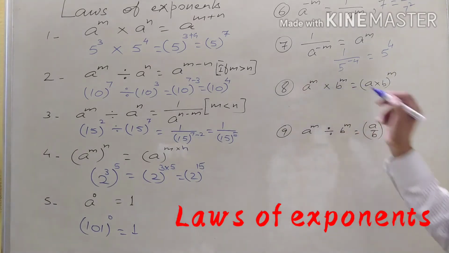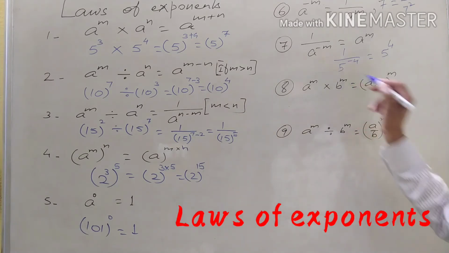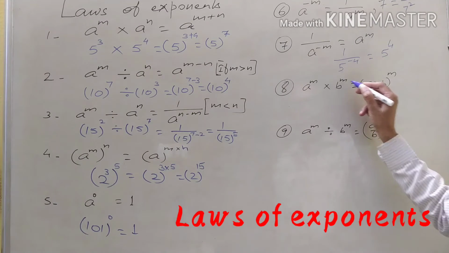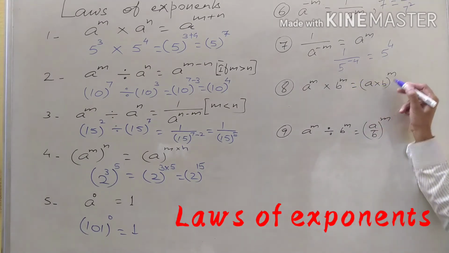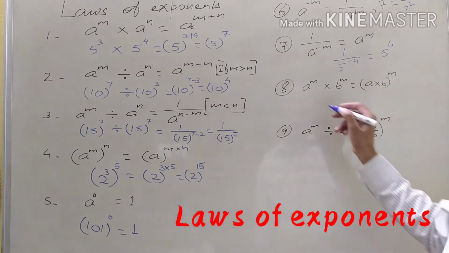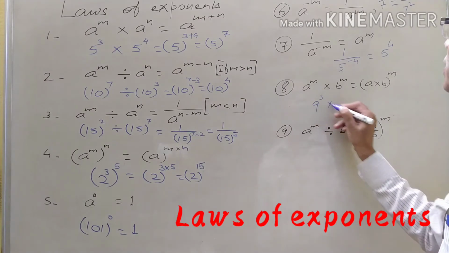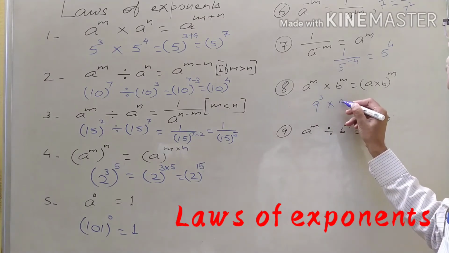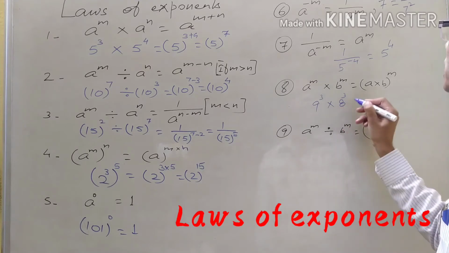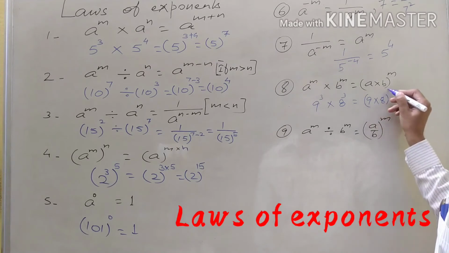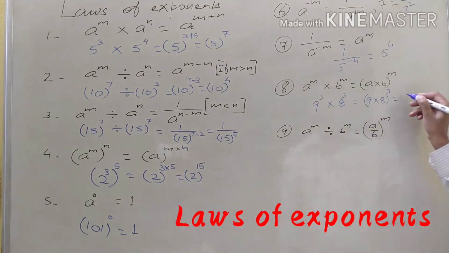Next, a to the power m into b to the power m. Base is different but powers are same. So it is a into b to the power m. For example, 9 to the power 3 into 8 to the power 3 becomes 9 into 8 to the power 3. So it is 72 to the power 3.